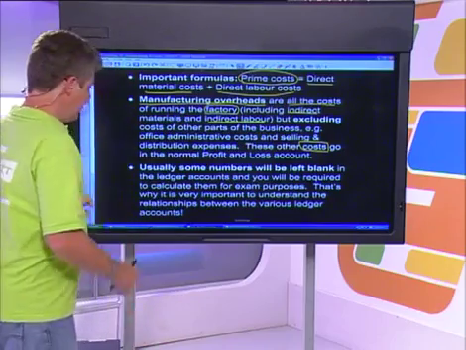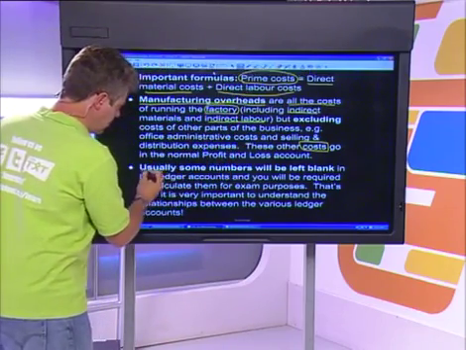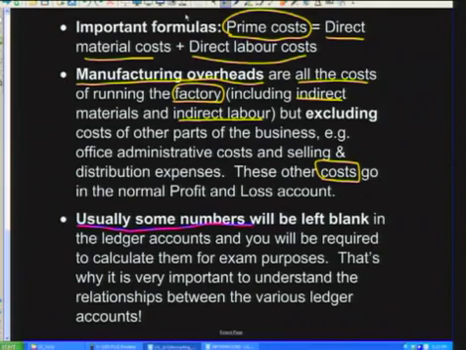Okay, and finally, what you need to know as well when you answer the question is that usually some numbers will be left blank. I'm sure you remember this from your grade 11 year. You remember all of those different club accounts when you had to do your membership fees with accrued incomes and prepaid expenses and various things like that. You'd usually get a ledger account where there would be one number that was missing, and to calculate it you had to go backwards and work out the balancing figure.